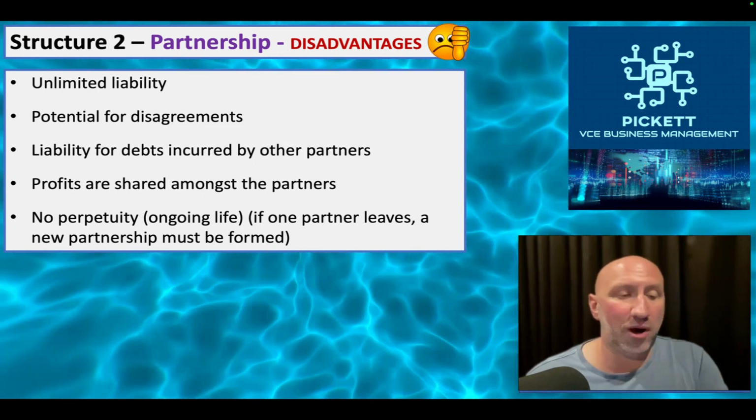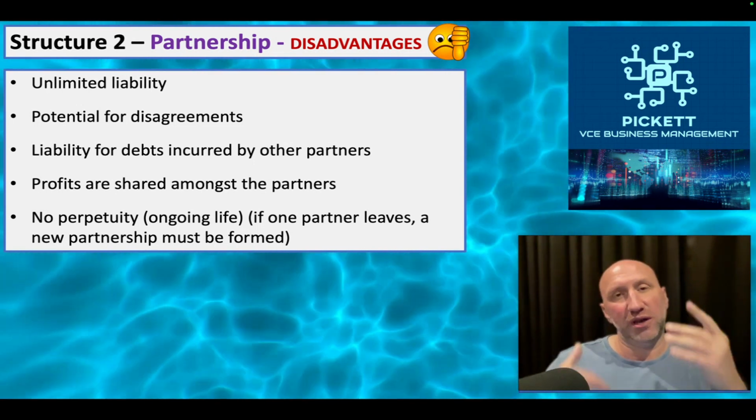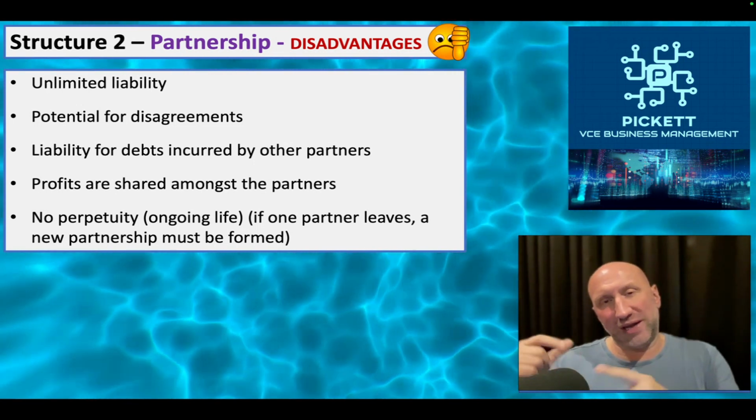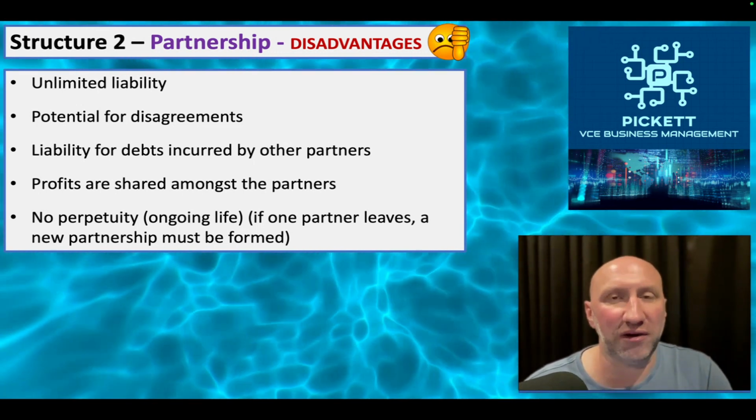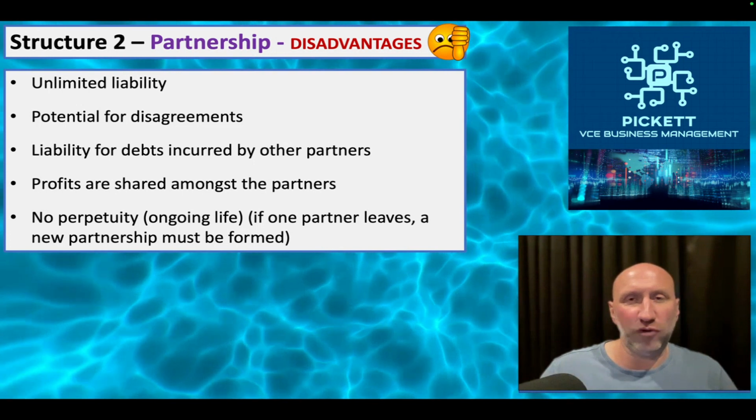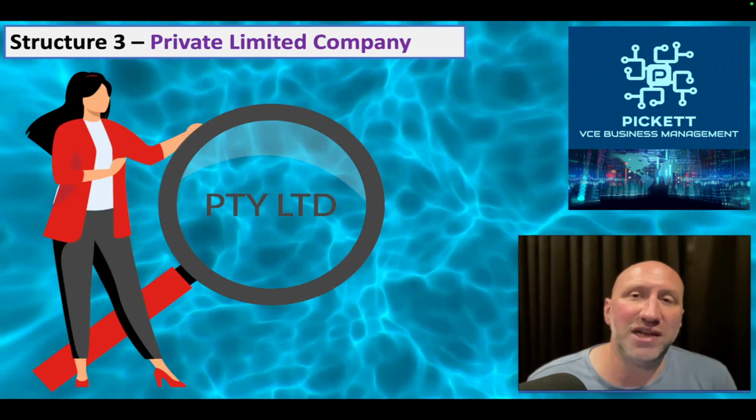So in other words, if one partner leaves, you have to form a new partnership from scratch, whereas that isn't the case when we go down to our later business structures. So no perpetuity, no ongoing life of the business. Someone leaves, we form a new partnership. Okie doke. Right, private limited company.